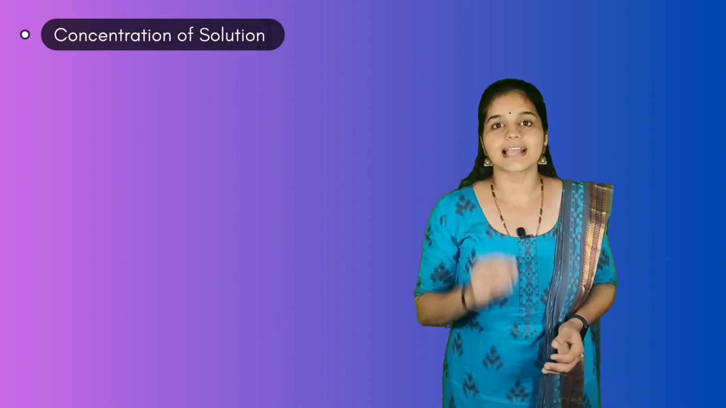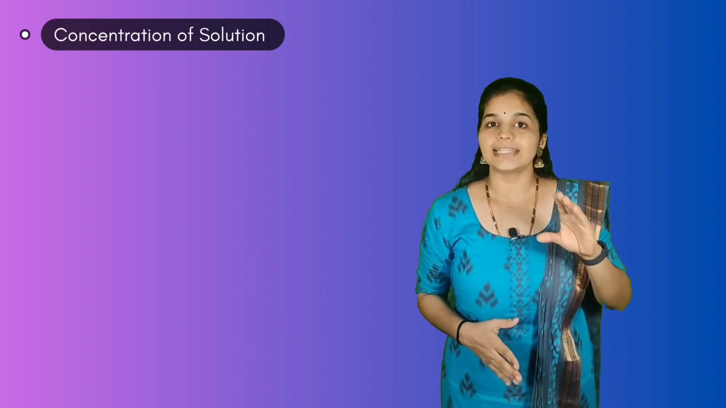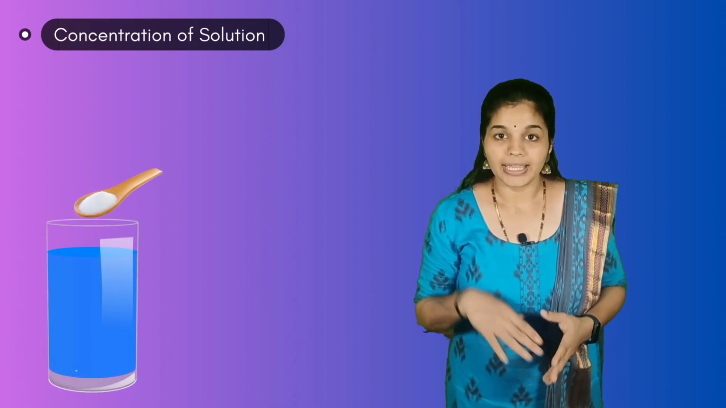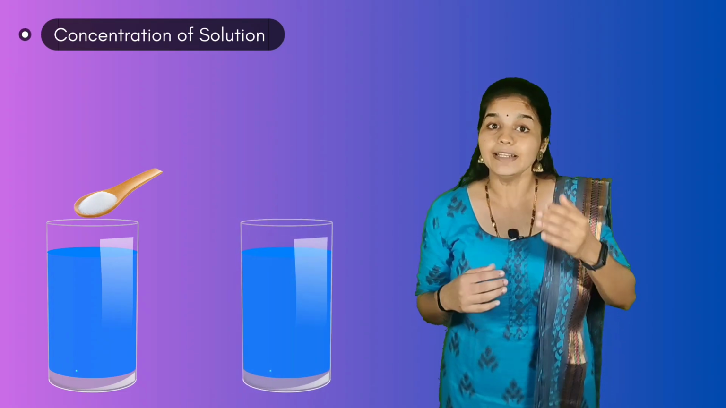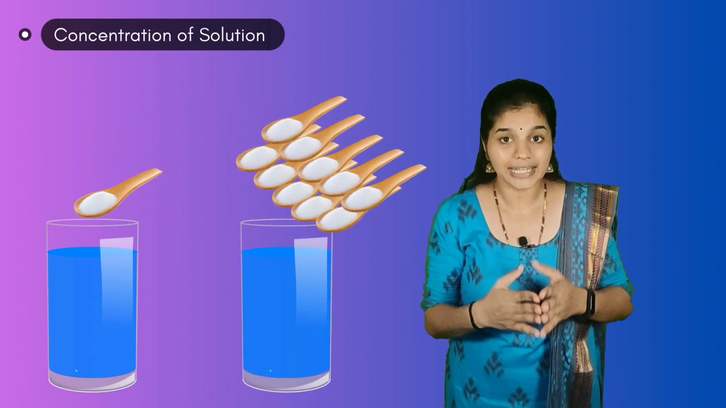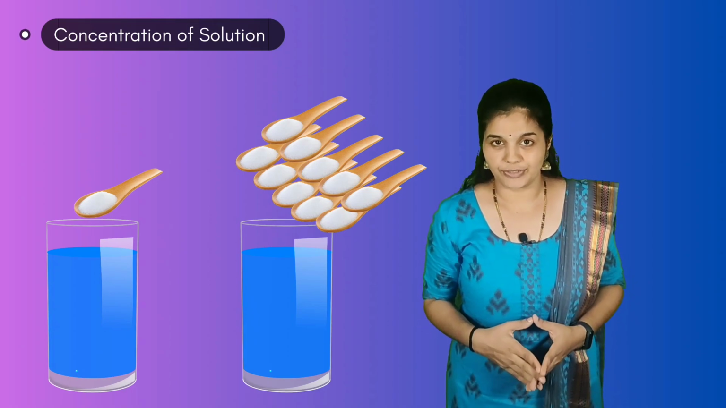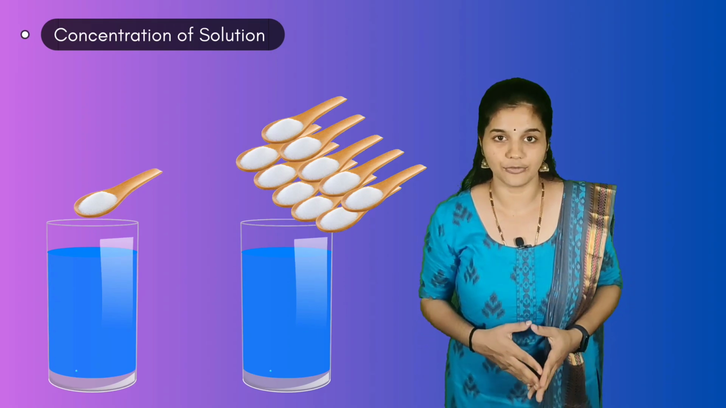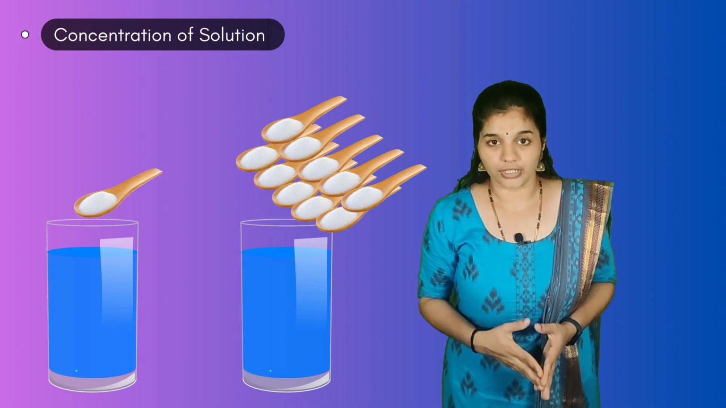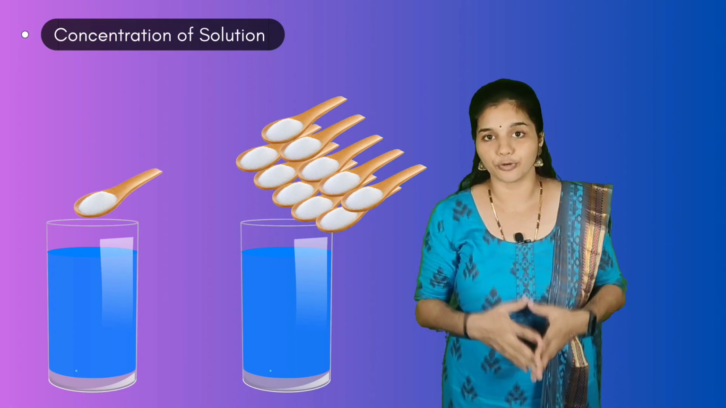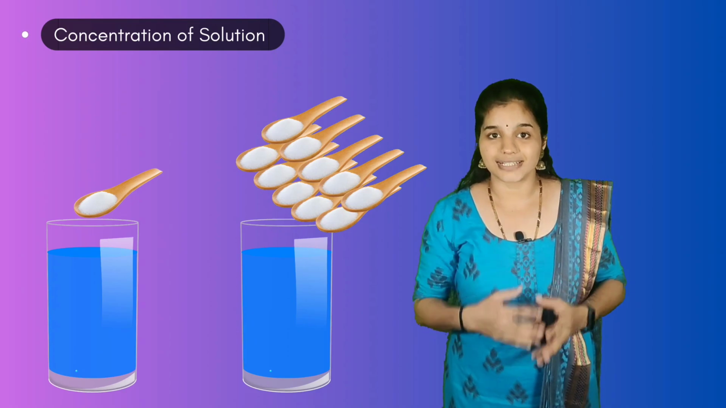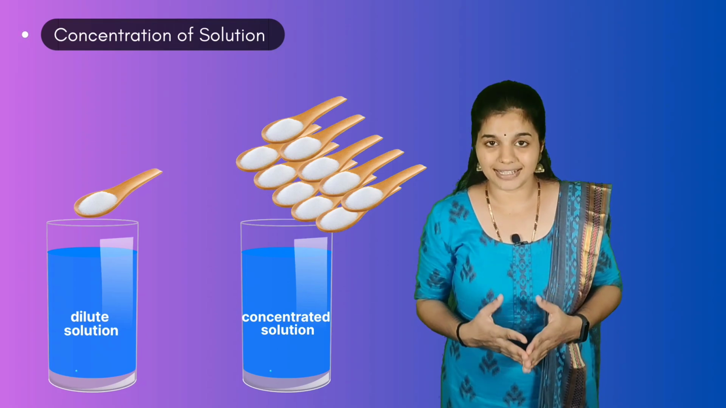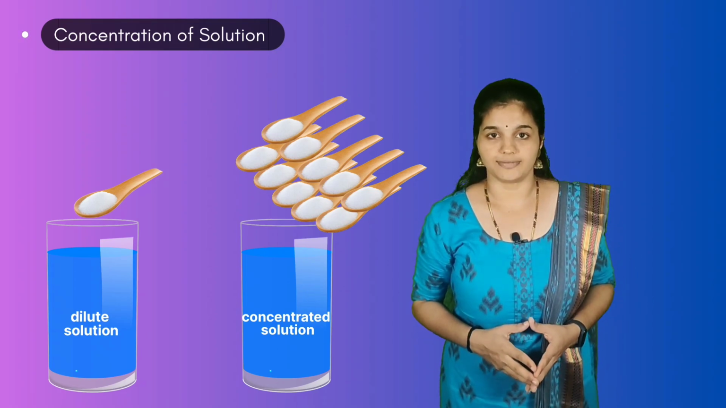For example, let us consider salt solution. Take a glass of water, add 1 spoon of salt into it and dissolve. Take another glass of water, add 10 spoonful of salt into it. Now, the first one is a dilute solution because the quantity of salt is less compared to that of the second glass of water. The second glass of water, to which we have added 10 spoonful of salt, is a concentrated solution. Why? Because the solute is present to a greater extent when we compare it to the first glass of water.